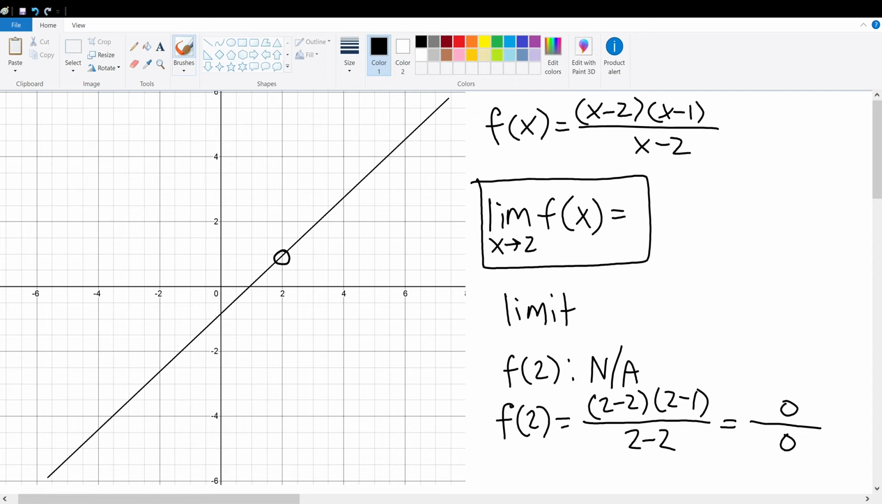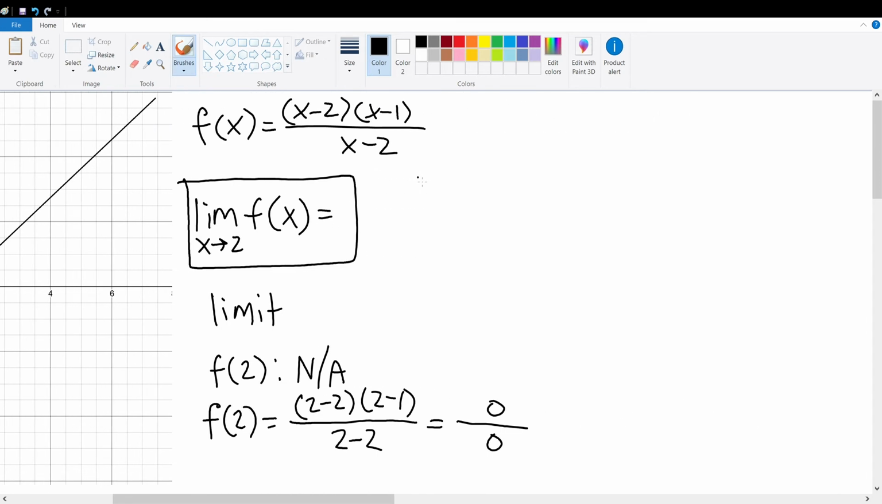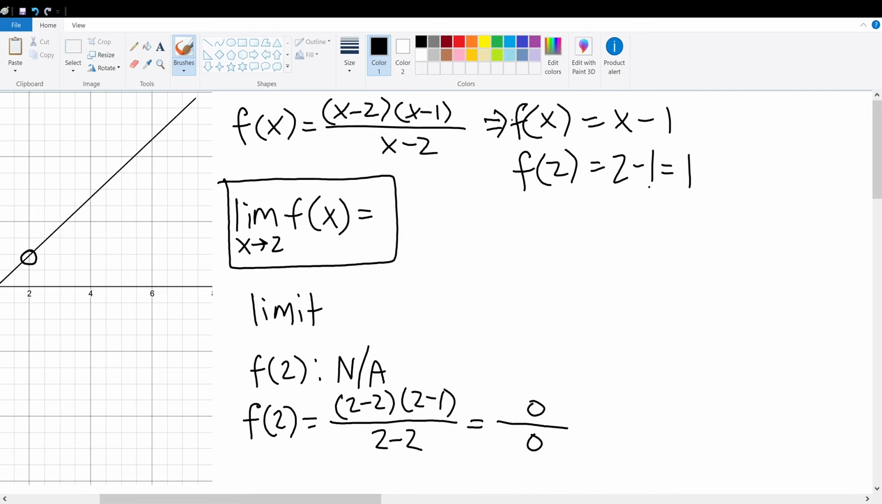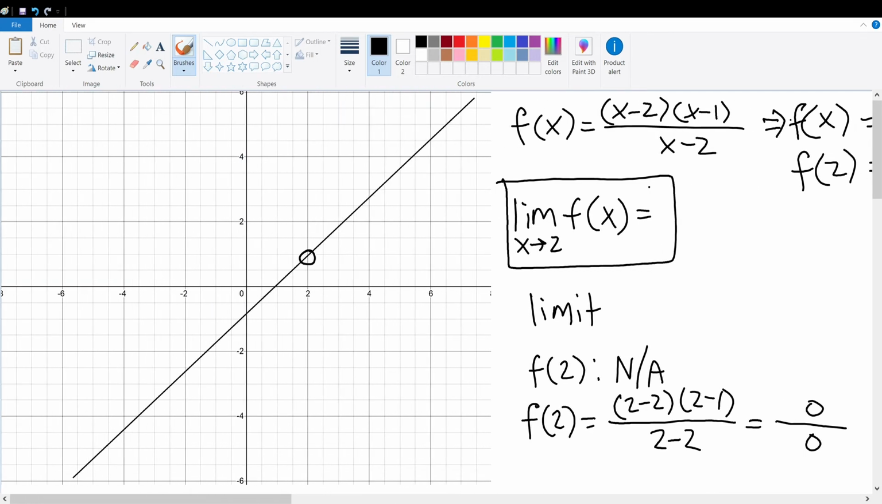To do this, if we divide x minus 2 on both sides, f of x is equal to x minus 1. And when f of x is defined to be x minus 1, f of 2 will have a quantity. That will be 2 minus 1, which will be 1. So when we redefine this function f of x, it will have a value when x is equal to 2, which is the point 2 comma 1.